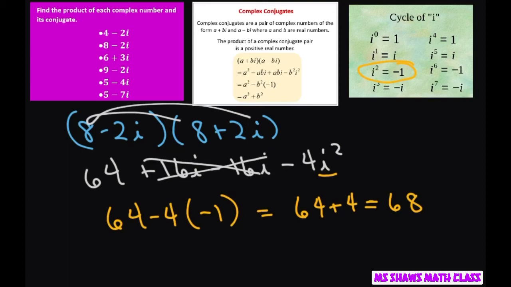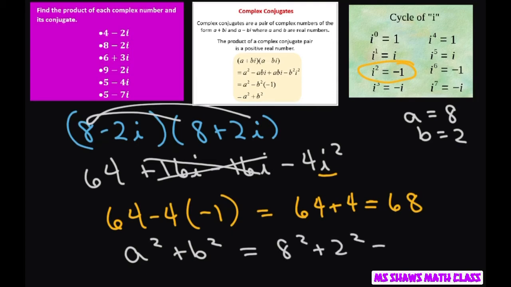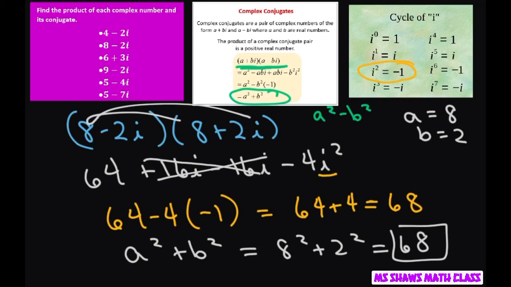What we could have done is just written this as a equals 8 and b equals 2. And we could have just used a squared plus b squared, and that gives us 8 squared plus 2 squared, which also gives you 68. So from now on, let's just use our formula. And that's with i's. Because it's usually when you have this difference here, you get a squared minus b squared. But since we have that i, that makes it a -1. When you square that i, that gives it a plus.